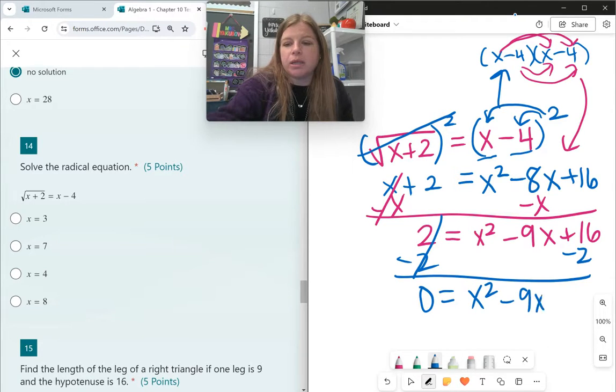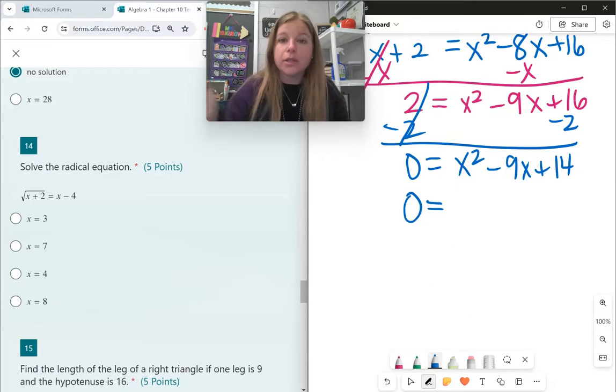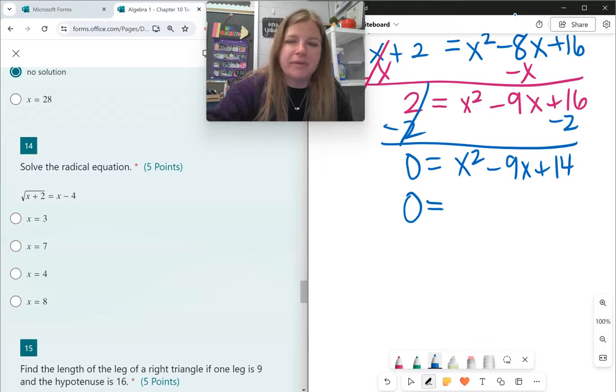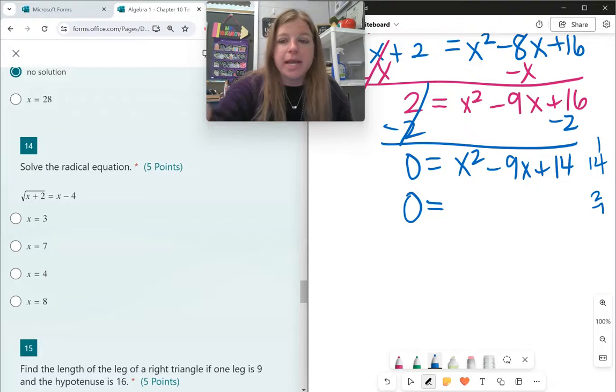So then I would ask you what two numbers in this easy trinomial, what two numbers multiply to get 14 that add up to get negative 9? Is it 1 and 14? No. Is it 2 and 7? Yeah. What kind of 2 and 7 will get you a negative 9? Both negative. So this is x minus 2, x minus 7.